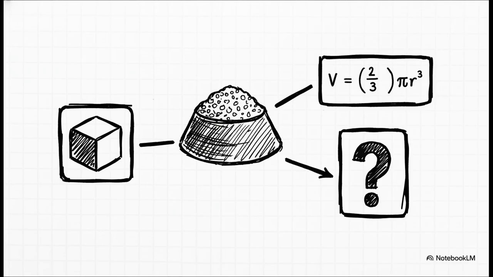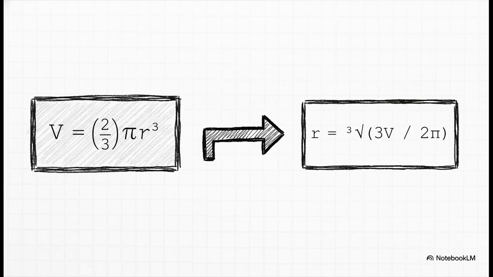Let's revisit that gravel cone. We know the volume is 100 cubic feet. We've got the formula that connects that volume to the radius. Our mission is simple. Find that radius, r. By applying those algebraic steps we just learned, we can find the inverse of the volume formula. And what we get is this powerful new formula, one that solves for the radius if we already know the volume. This is our undo formula, custom built for this very problem.